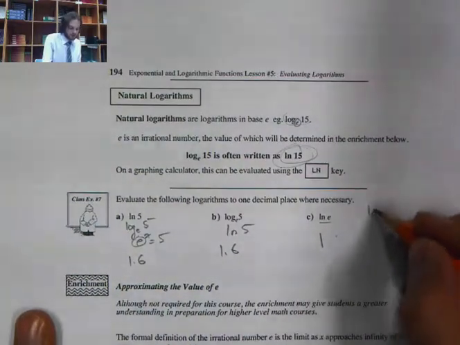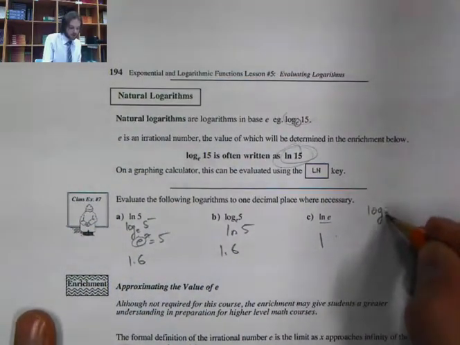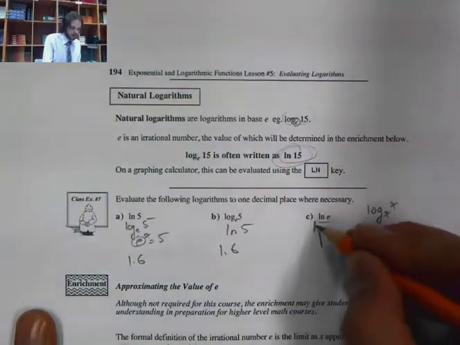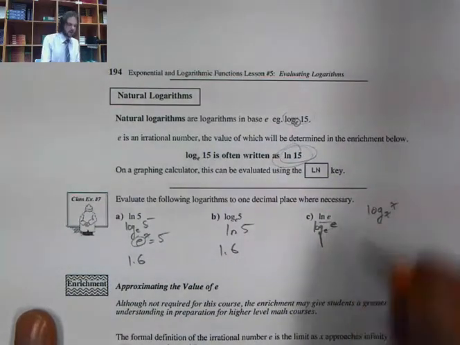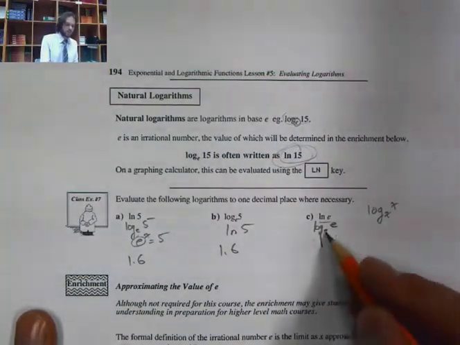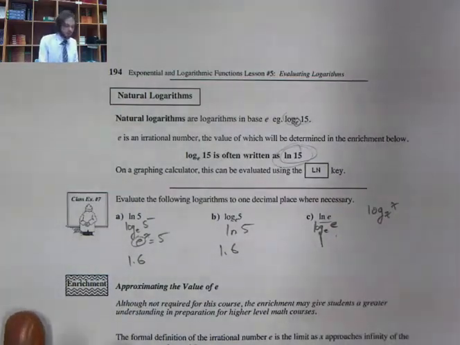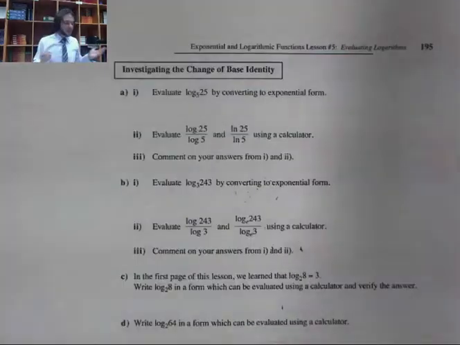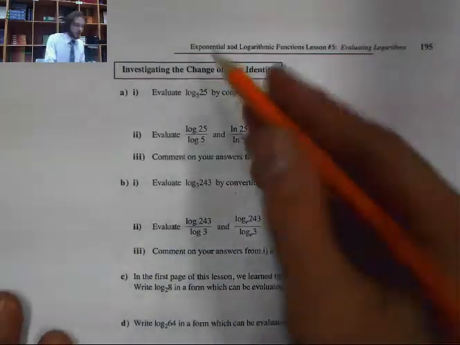That's like saying log base x of x, right? Because this is saying log base e of e. So that's going to give me 1. E to the power of what is equal to e? 1. There's my answer.